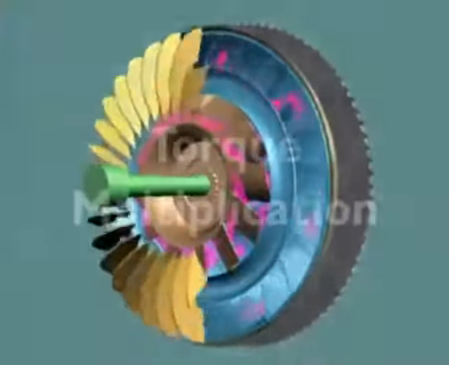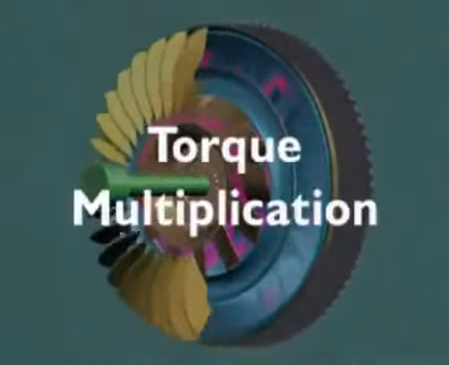It strikes the back of the impeller vanes with considerable force, giving up energy to assist the engine in turning the impeller. This provides torque multiplication.